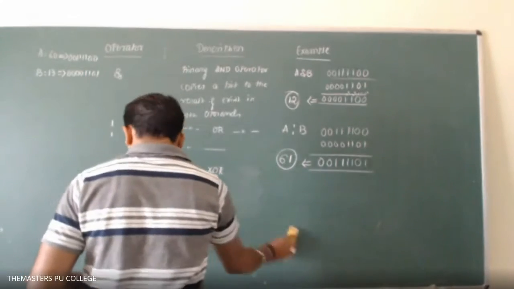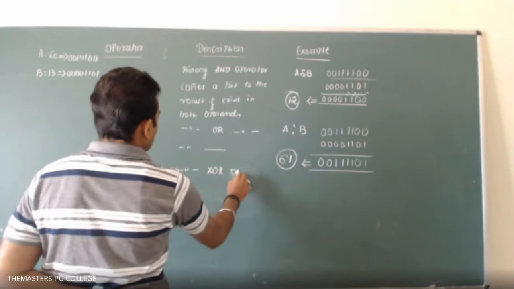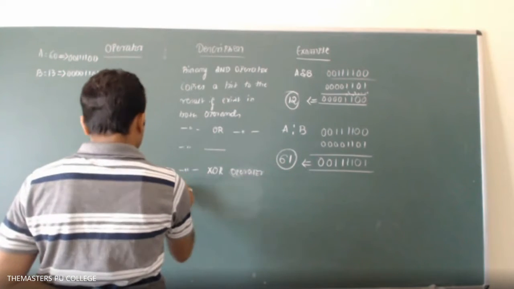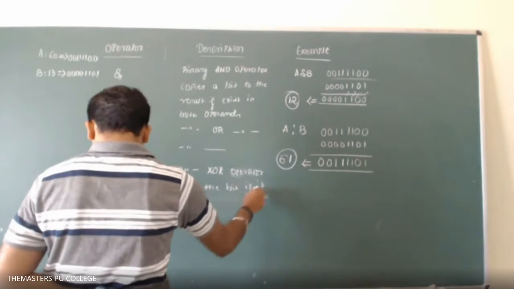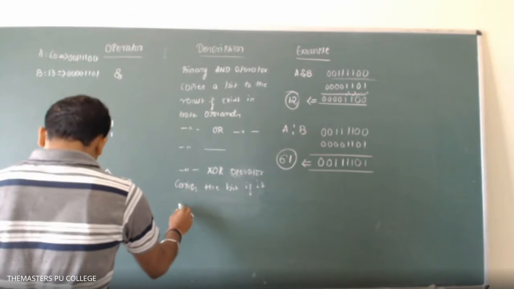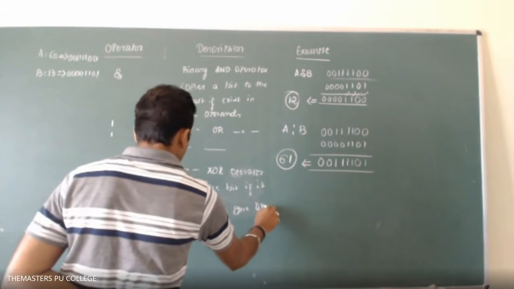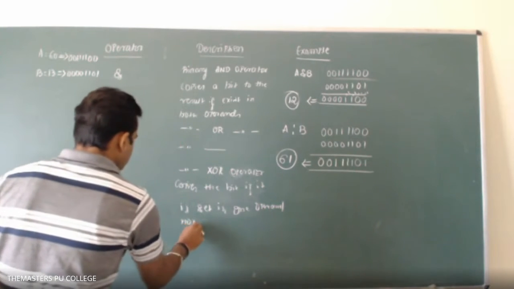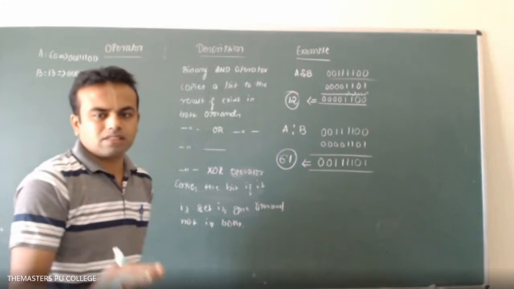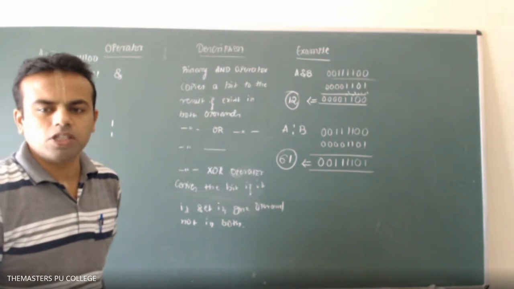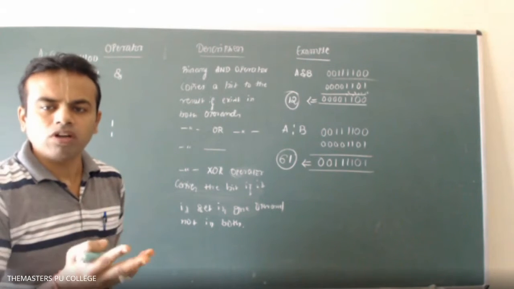So the binary XOR operator copies the bit if it is set in one operand, not in both. So we will perform this, because the similar expressions will be returning 0, and the 0 1 or 1 0 combination returns true.